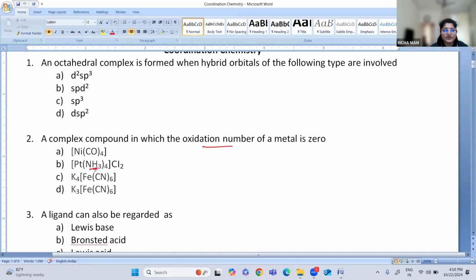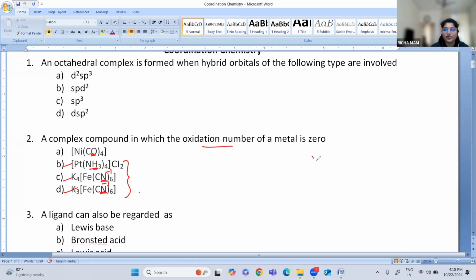Ammonia is a neutral ligand. Cyanide is a strong field ligand having minus one charge. When you find out these three and substitute, the charge on these complexes will give some oxidation number.